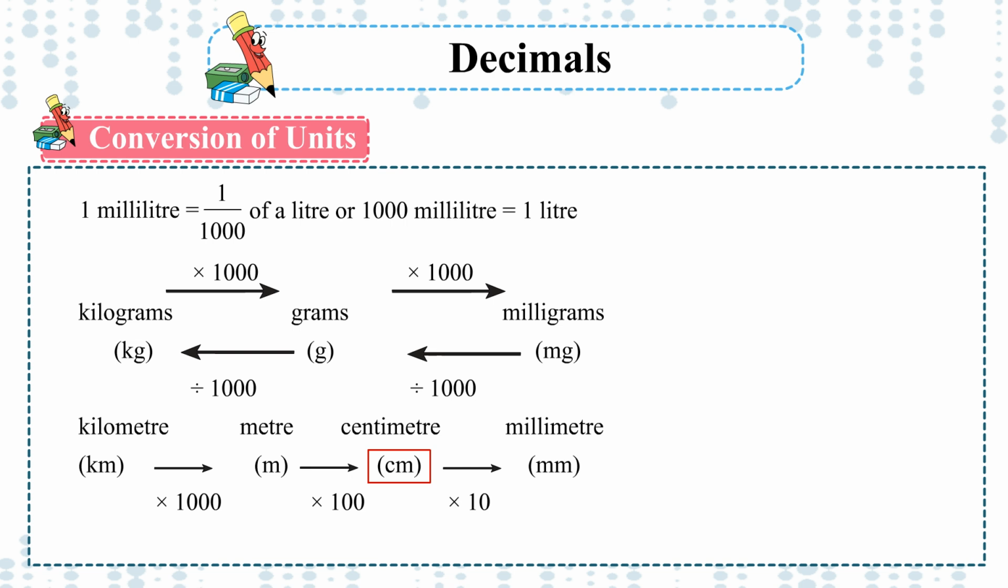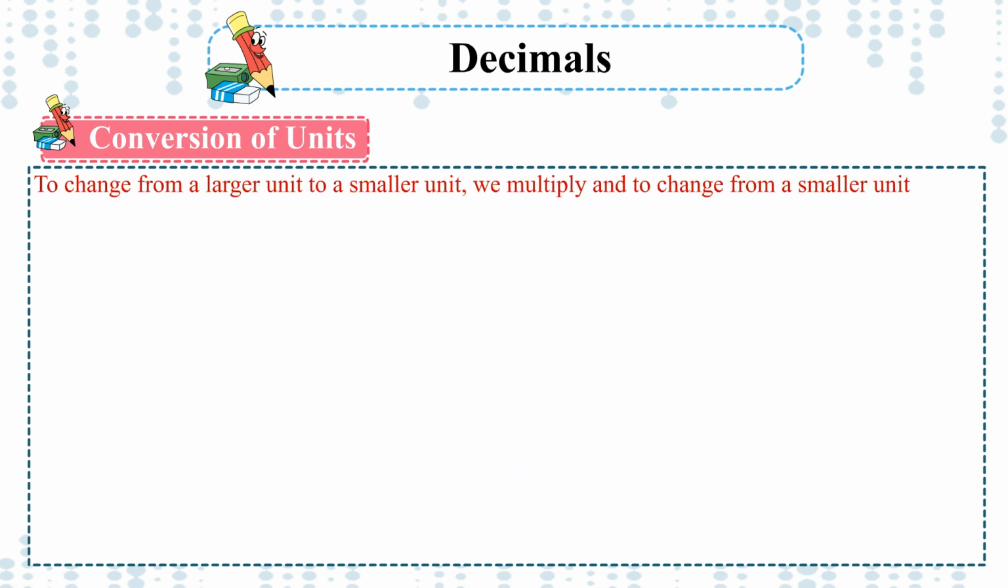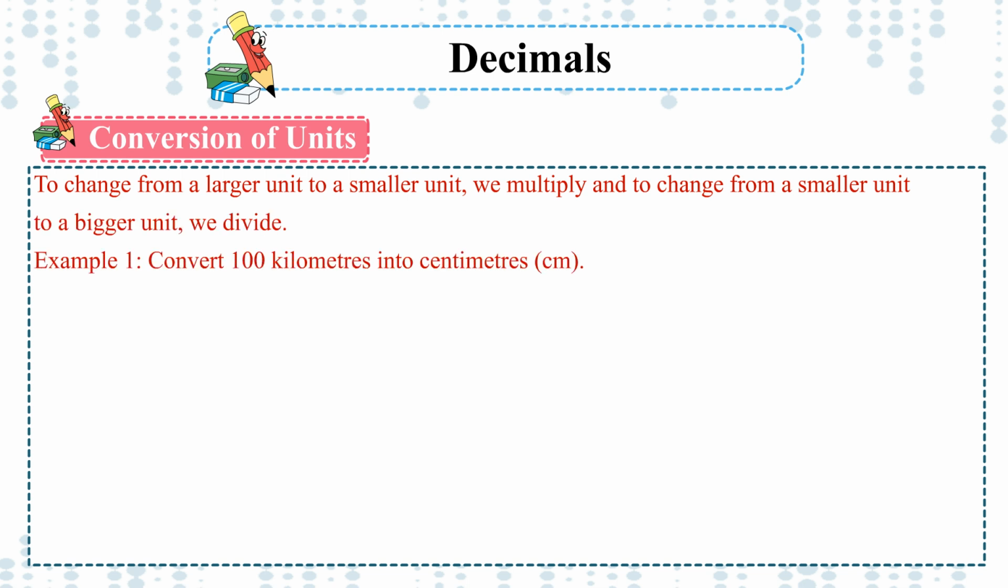1 centimeter is equal to 10 millimeter. So 1 centimeter is multiplied by 10. Millimeter is written as mm. To change from a larger unit to a smaller unit, we multiply, and to change from a smaller unit to a bigger unit, we divide.